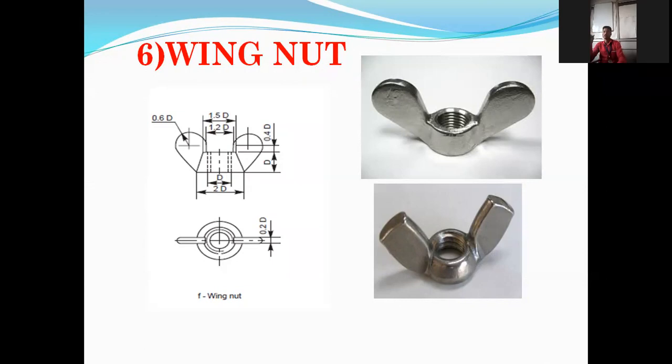What are we not using while tightening or loosening this nut? We are not using a spanner. Okay, why? Because whenever it is necessary to loosen and tighten this nut frequently, we have to either tighten it or loosen it again and again. It is not possible to carry a spanner in every case. That's why two projections are provided on the nut to make it frequently loosened or tightened, and the specifications are in front of you. Okay, so that is the wing nut.